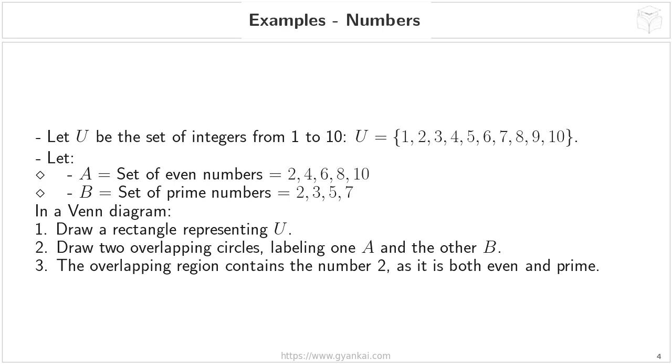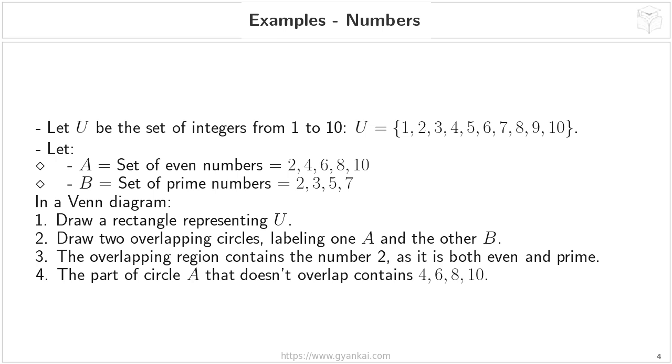Step 3. What number is both even and prime? It's 2, so the overlapping region of our Venn diagram will contain only the number 2. Step 4. Now let's look at the part of circle A that doesn't overlap with B. This represents the even numbers that are not prime. Those numbers are 4, 6, 8, and 10.